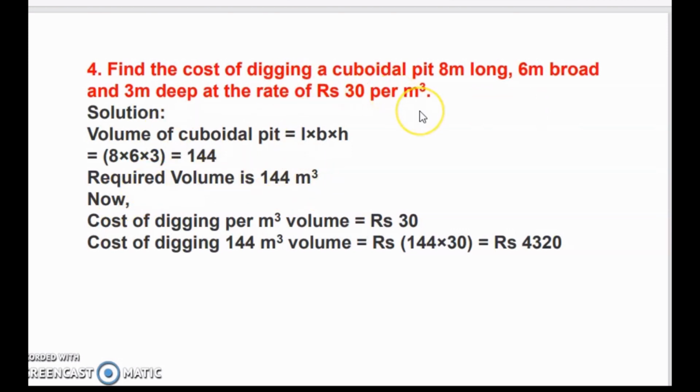Cost is given for 1 meter cube. For 144 meter cube, it will be 30 into 144. So that is rupees 4,320.